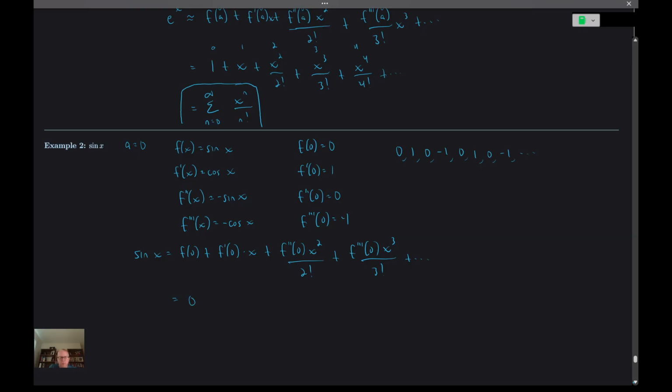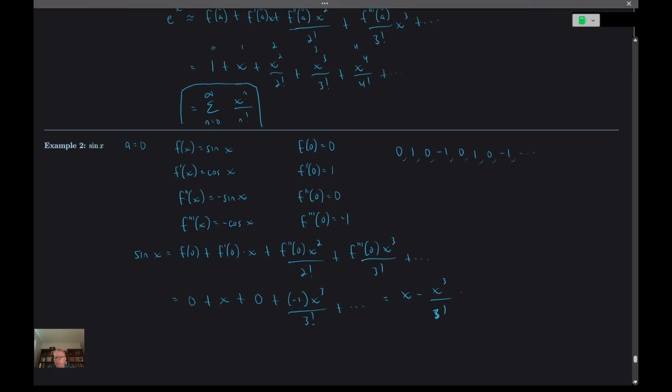F of 0 is 0. F prime of 0 is 1 times x is x. F double prime of 0 is 0. F triple prime is negative 1 x cubed over 3 factorial. And so on. All right, so now let's get rid of the 0 terms. So we have x minus x cubed over 3 factorial.